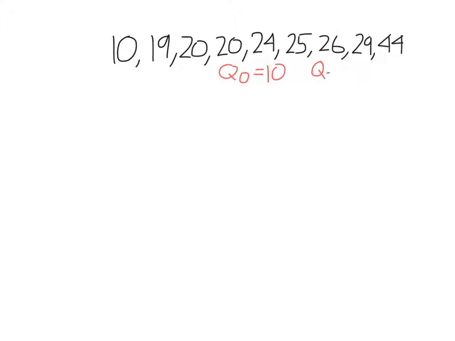This time I've put the data in order for you. So Q2 is the normal median. There are 9 scores, so the 5th one will be the middle, because there are 4 scores above it and 4 scores below. So the median of this data, Q2, is 24. Q4, the maximum, is 44. That's really easy to calculate. So once again, we need to calculate Q1 and Q3.